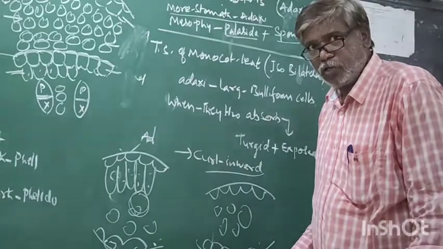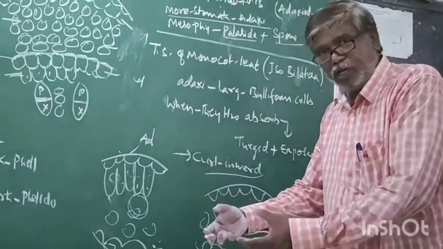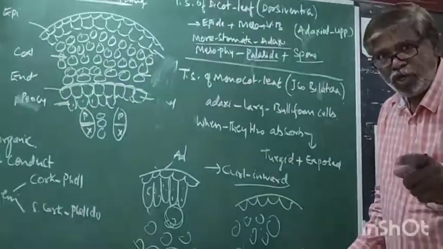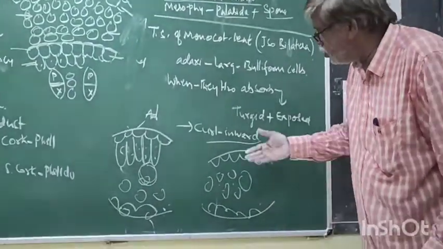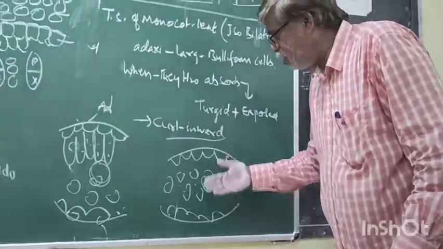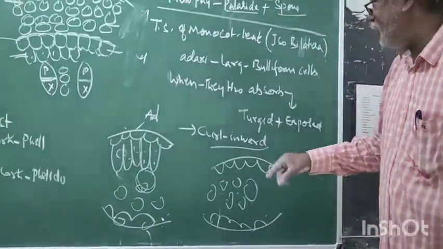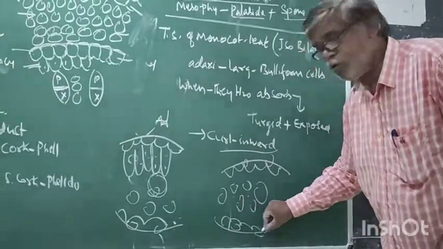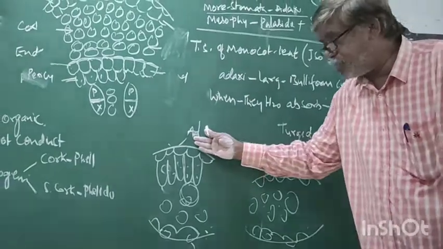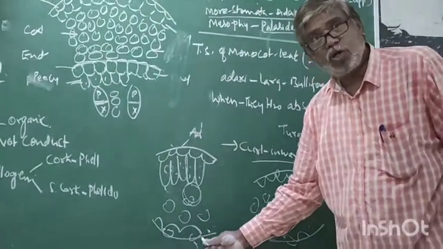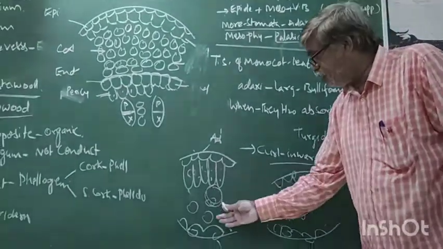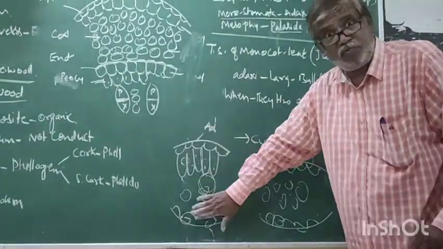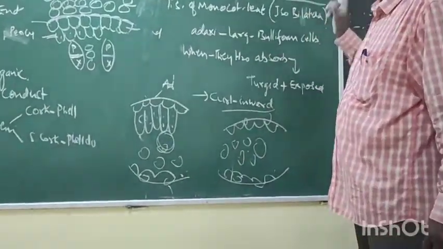Mesophyll tissue is there, but it is spherical with loose intercellular space. In this arrangement, it is somewhat difficult to tell which is dorsal, which is ventral, which is adaxial. Hence, it is isobilateral, and stomata are also equal in number. Here stomata are less or absent. Here stomata are more. It is palisade, it is spongy. This causes differentiation into dorsal and ventral, hence it is called dorsiventral.